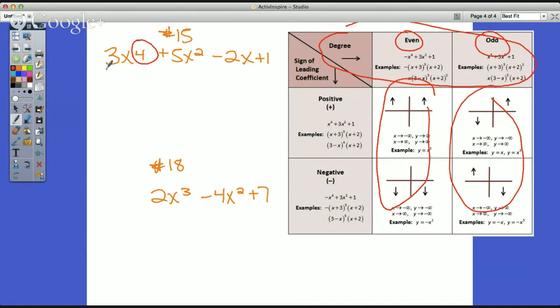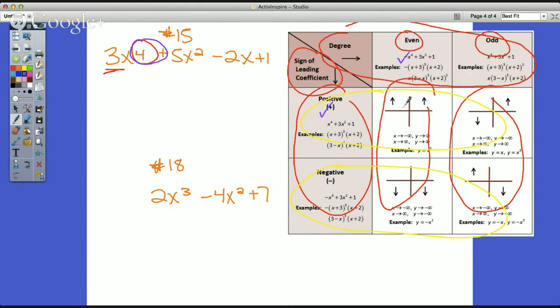And I know that my lead coefficient, if it's positive, I'm looking this way. And if it's negative, I'm looking on this side. So I've just got to match up what's true here. I know my lead coefficient is positive, so I look across, and I know that the degree of my polynomial, my highest exponent, is even. So I know that it's at this spot.